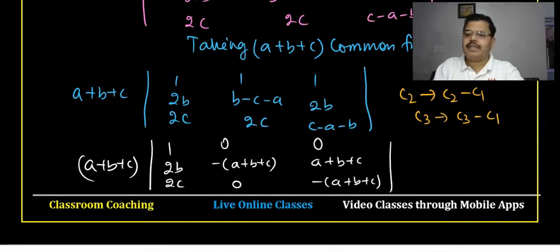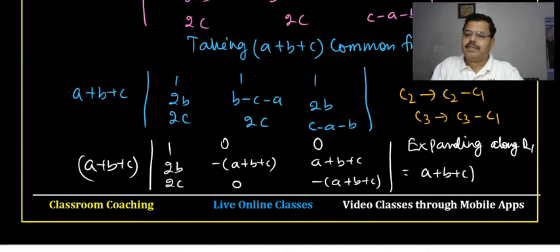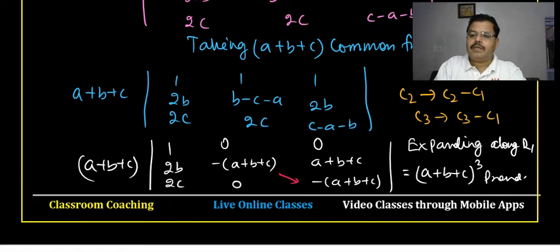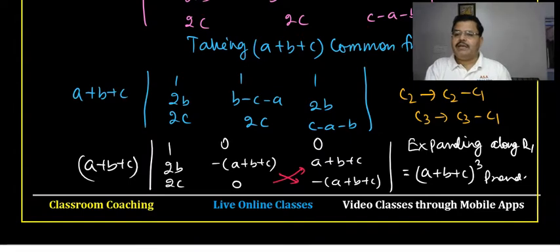This multiplied by this is A plus B plus C whole square minus 0. Now expanding along R1, we have A plus B plus C whole cube. And that is the proof. This multiplied by this minus this, so it will be positive of A plus B plus C whole square and minus 0. So A plus B plus C whole square will come, and 1, A plus B plus C whole outside of this. So that will be A plus B plus C whole cube.